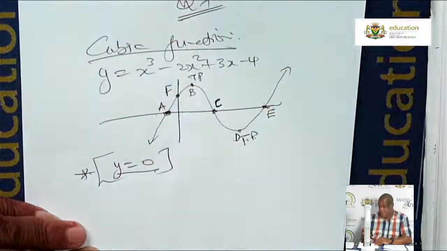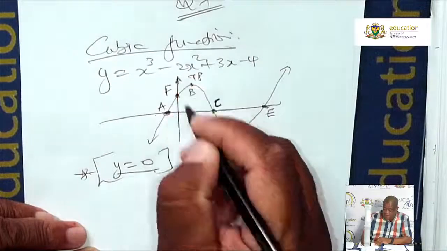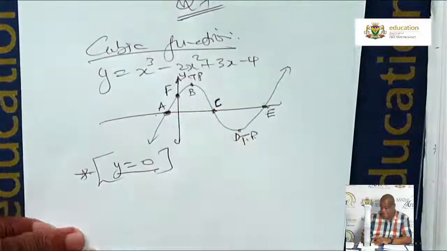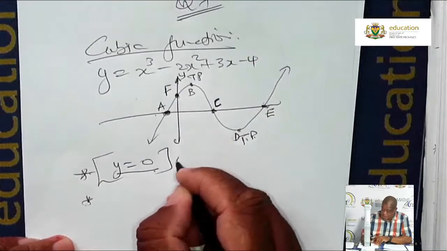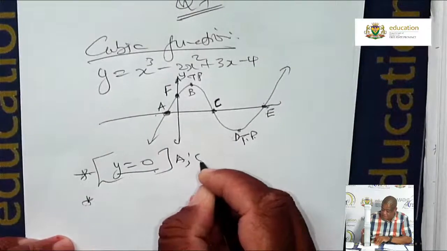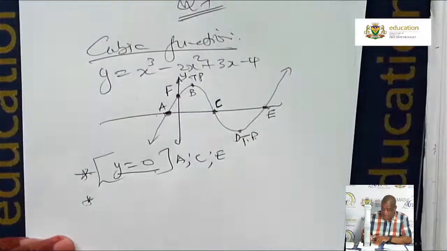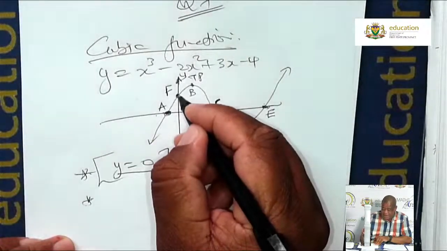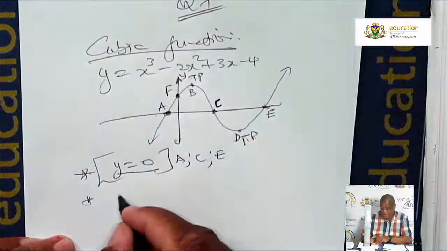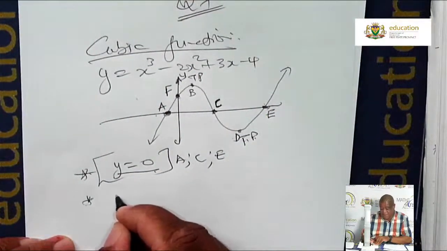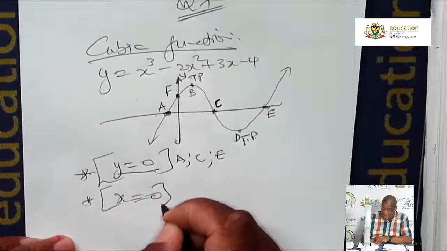It will be there. If you look at this point F, it is on the y-axis. That's where the graph is cutting the y-axis. That is the y-intercept, and for the y-intercept, x is equal to 0.